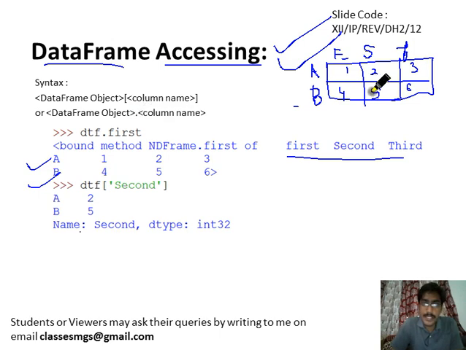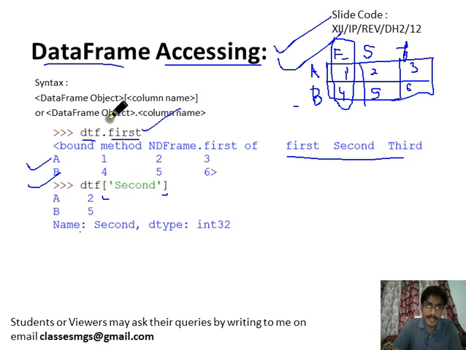Now if you want to access only the first column of the data frame, what do we need to write? We need to write dtf dot first. If you write dtf dot first, we will be able to print the first column. Or if you want to print the second column, this is one way using the dot operator, and this is another way using subscripts. Both are similar.